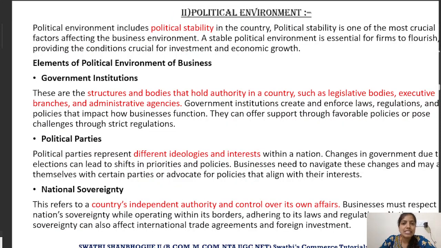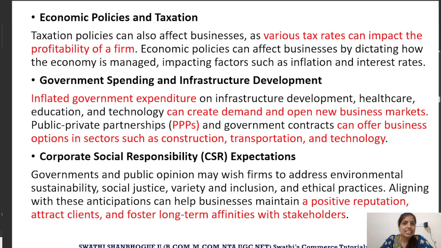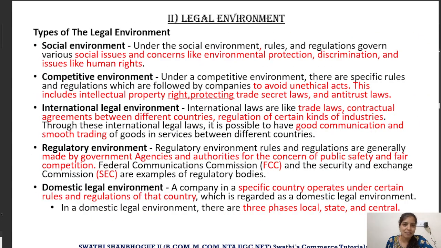Then we moved on to the second type of your environment, which was your political environment, where the word political itself says we are talking about political stability. So if we are talking about political stability, definitely there will be the intervention of the government, the political parties, and national sovereignty, and taxation laws as well as international relationships. And how all these affect the economy, we have studied.